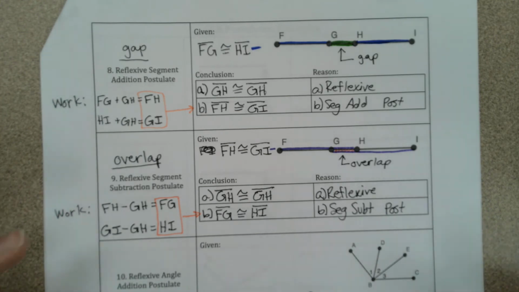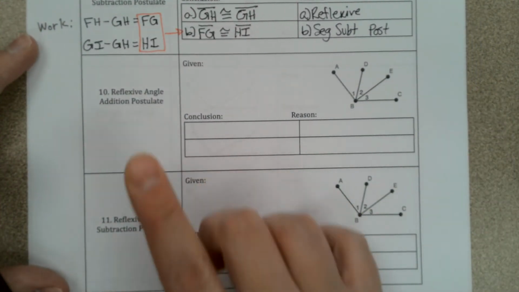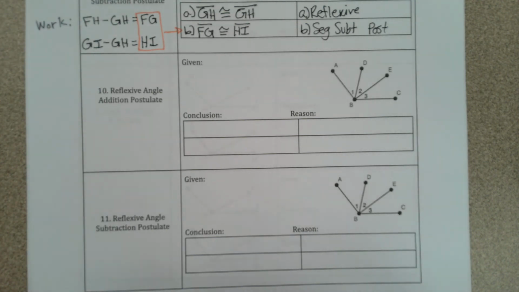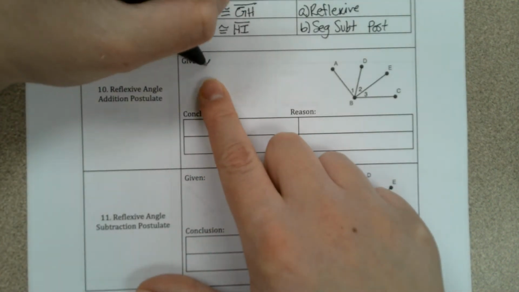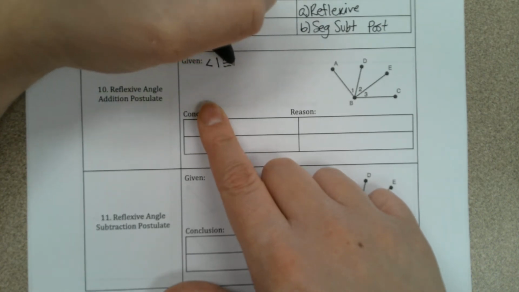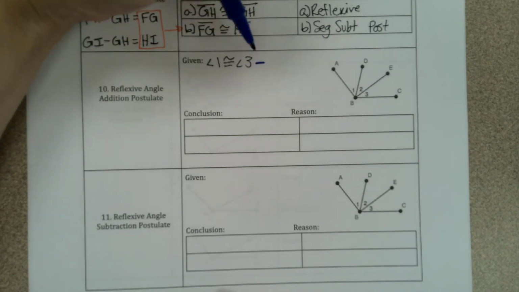Let's look at the same idea but with angles. Our last two, reflexive angle addition and reflexive angle subtraction. All right, so let's take a look here. And let's say we're given that angle 1 is congruent to angle 3. All right, I'm going to color code. I'm going to go back to my green and blue this time. So angle 1 congruent to angle 3, I'll make it blue.